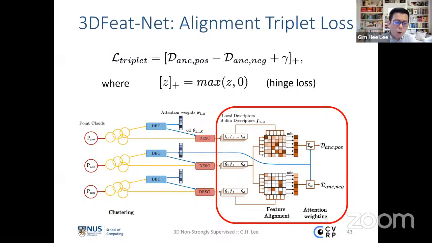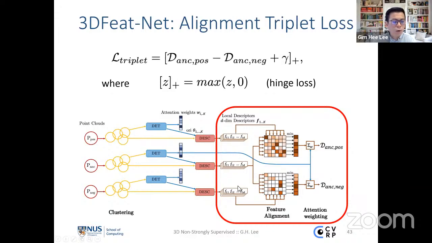Then finally, we put all this into our alignment triplet loss. For every key point and descriptor detected from my anchor point cloud, I want to find the closest match of the descriptor from my positive point cloud. This is given by this minimal vector over here. Then I want to minimize the total sum of all these minimal distances, because I want the descriptors from the positive point cloud to be as close to the anchor point cloud as possible.